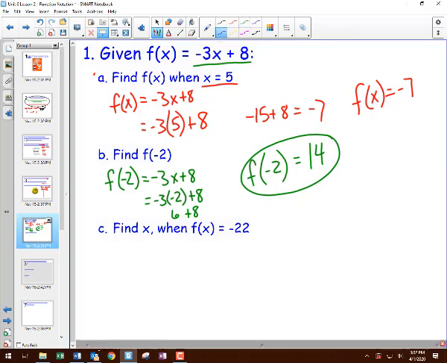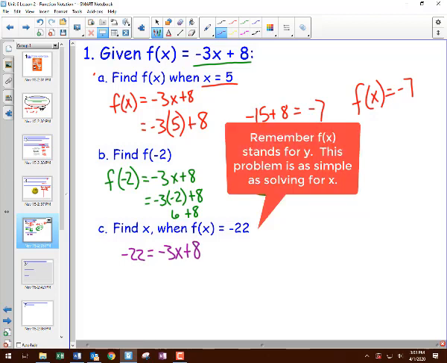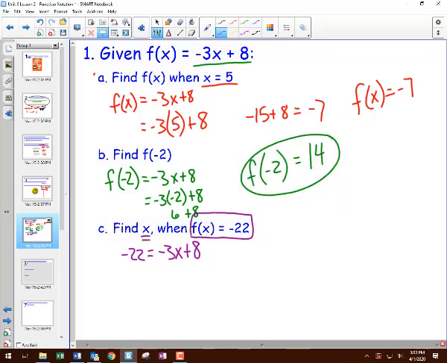The last one down here gets a little trickier because now we're not finding what f of x is, or in other words, what y equals. They're giving you f of x, and you have to solve for x. Let me set this up for you, and I think it'll become a little more clear. What they're giving you is negative 22 is equal to negative 3x plus 8. They want you to find what x stands for in this situation.